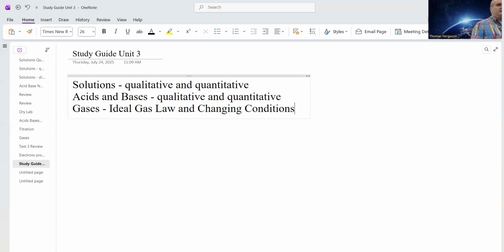So basically, the materials used. I'm going to cover qualitative acids and bases today in a minute, and then there's a quantitative part as well. But as far as solutions go, the test will be on how a crystal dissolves. And then quantitative is all the math we've been doing.